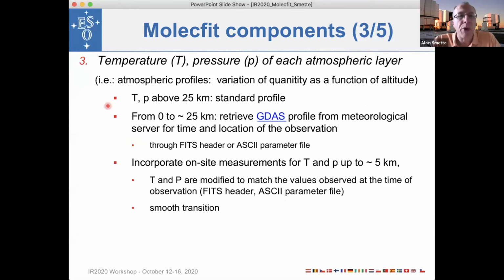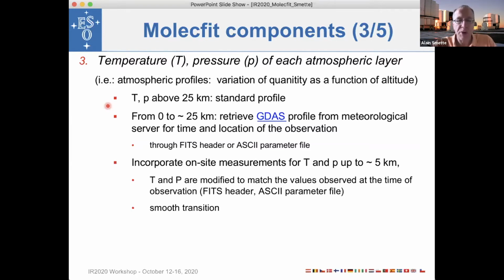Regarding the temperature and the pressure of each atmospheric layer, so that's what we call atmospheric profiles, there are quite standard profiles for the temperature and pressure above 25 kilometers. What Molecfit uses between 0 and 25 kilometers is the so-called GDAS profile. So these are profiles obtained from a meteorological server at the time and location of the observation. So Molecfit goes through your FITS header, or eventually some ASCII parameter file, will pick up the location of the observations with the date and time of the observation, and will go and retrieve the corresponding GDAS profile.